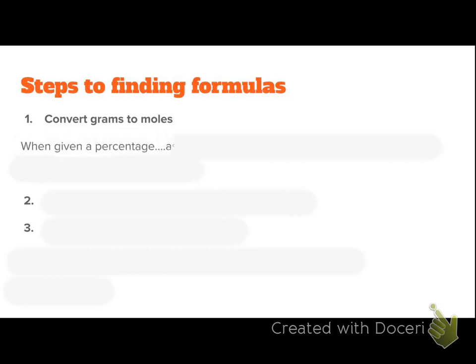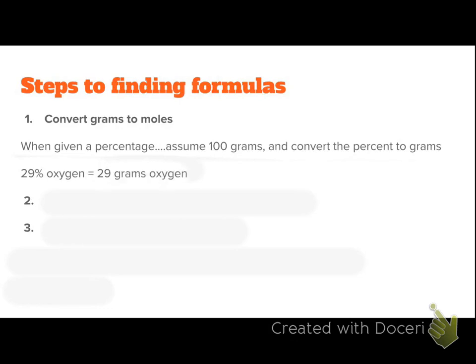However, sometimes you are going to be given a percentage. And what we're going to do when we're given a percentage is we are going to assume that we have 100 grams of whatever we're looking at. So if it says that we have 29% oxygen, I'm going to assume that we have 100 grams, which means that 29% of 100 would be 29 grams. So if you are given a percentage, assume 100 grams and then convert those percentages into grams. Not a difficult thing here, okay?